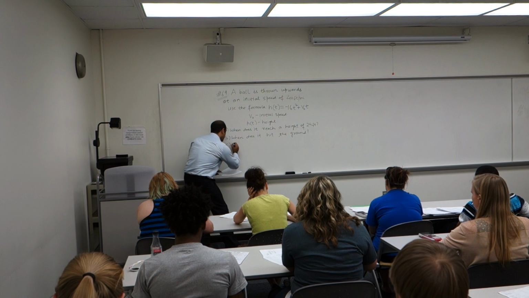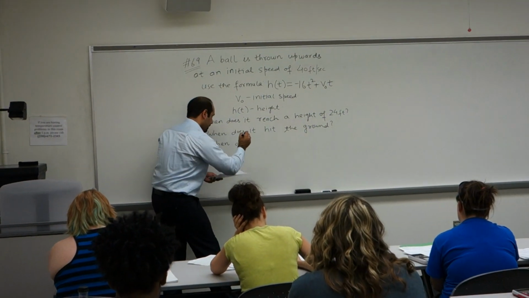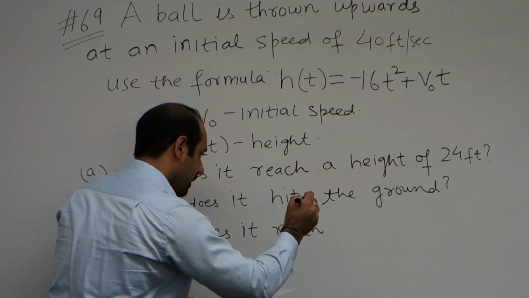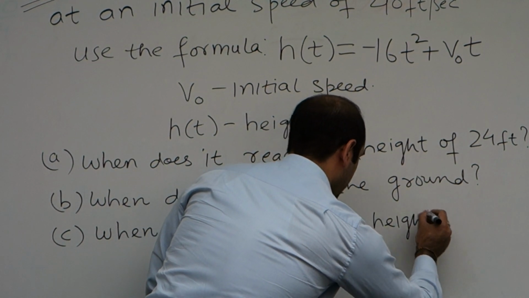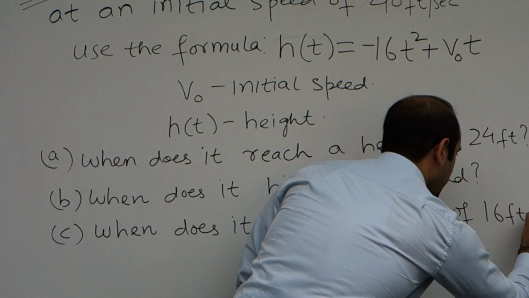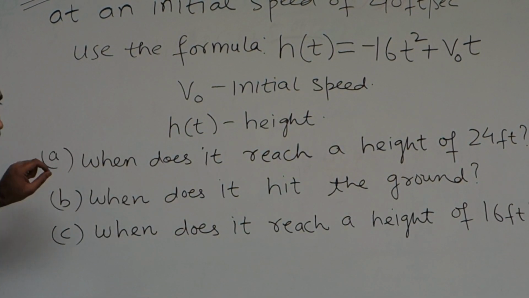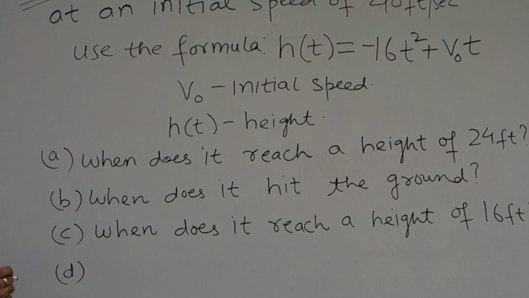Part C says when does it reach the height of 60. So in the example there are only 3 parts, but we are going to add one more part to it, and that was the extra piece that I was talking about.